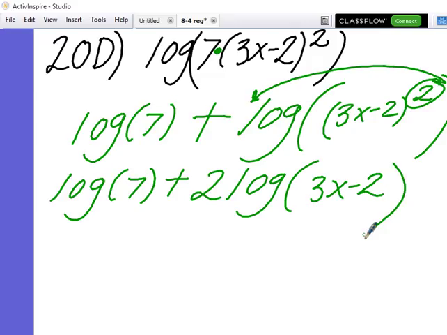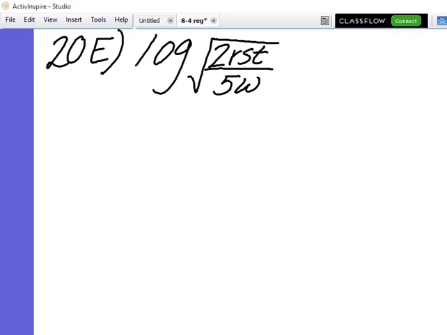Now, would it be appropriate to split up 3x minus 2? No. Good answer. It would not. You can only split up from multiplication and division. That's it. That's all we can do. We're done. All right. Okay, one more, 20e.